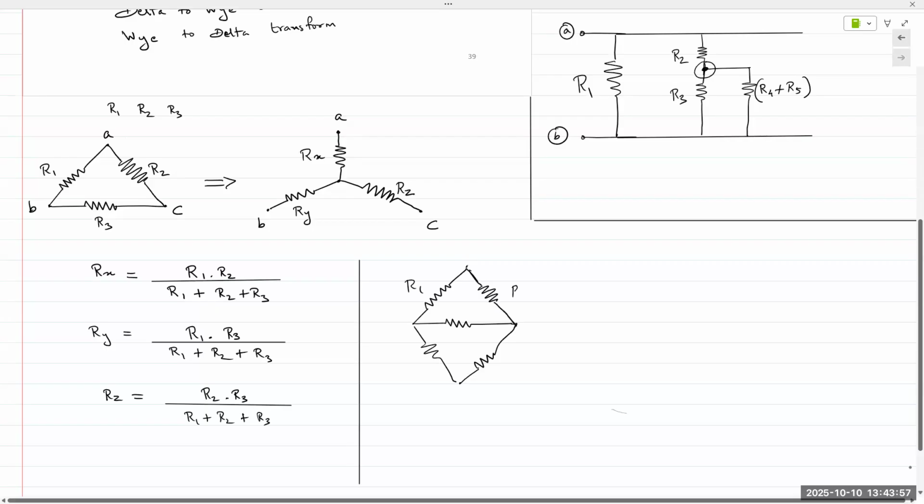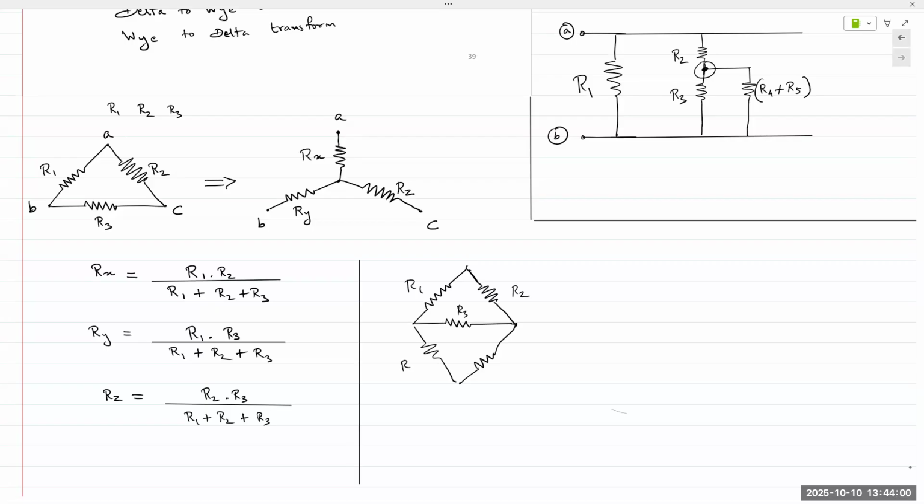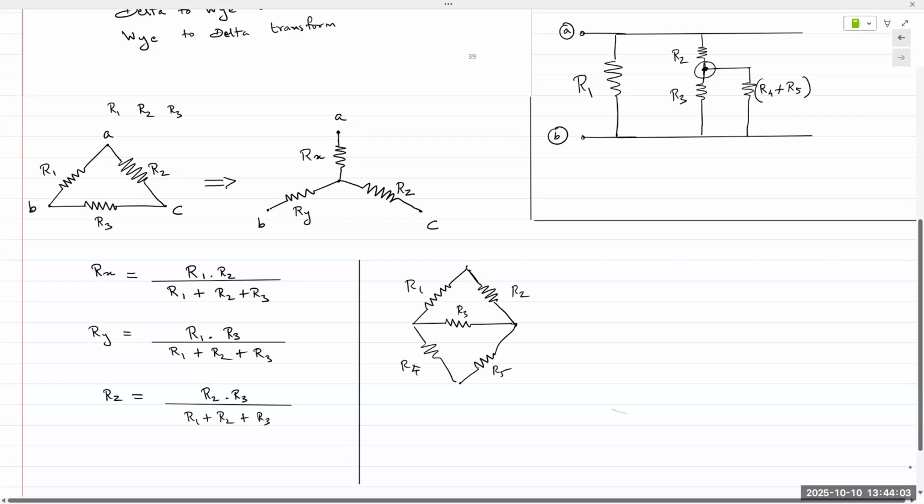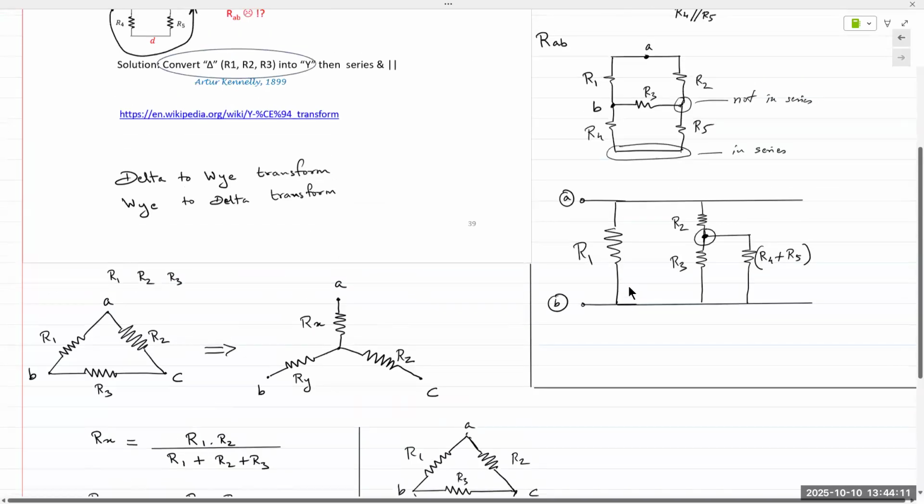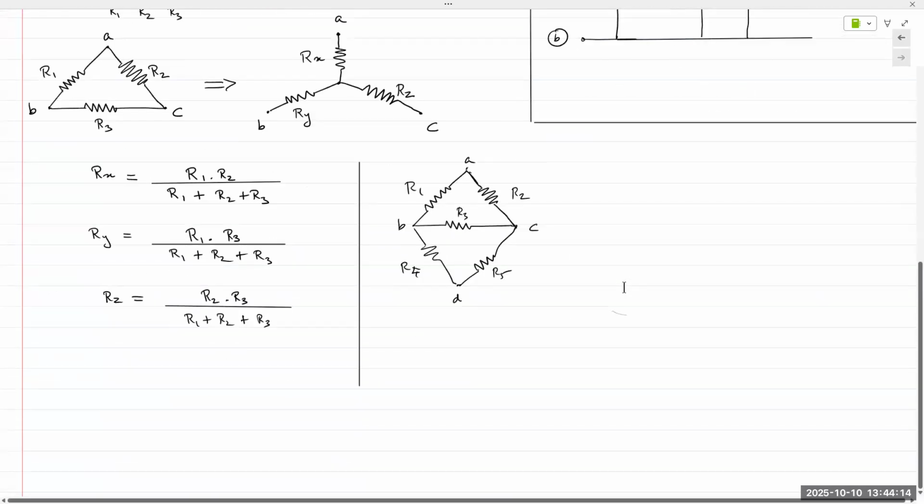This is R1, C and D. That's the original circuit. If you transform this into a Y connection, I have A at the top, B on the left, C on the right. Much easier to reduce this circuit.